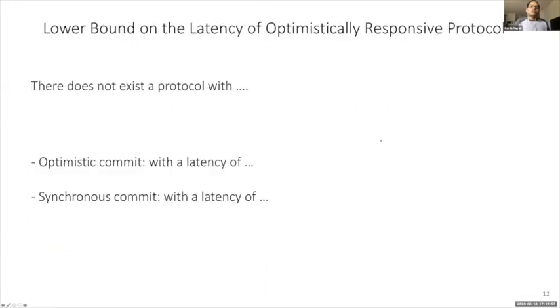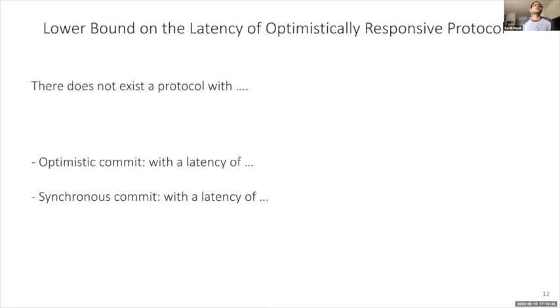So let me start off by discussing the limits to the latencies. We're trying to make a statement to the following effect: we're trying to claim that there does not exist a protocol with certain conditions holding, such that we have these two commit rules having specific latencies. Having two commit rules is characteristic of an optimistically responsive protocol, because one commit rule holds when the optimistic conditions are met, and the other holds when the optimistic conditions are not met. In this case, we call it a synchronous commit.